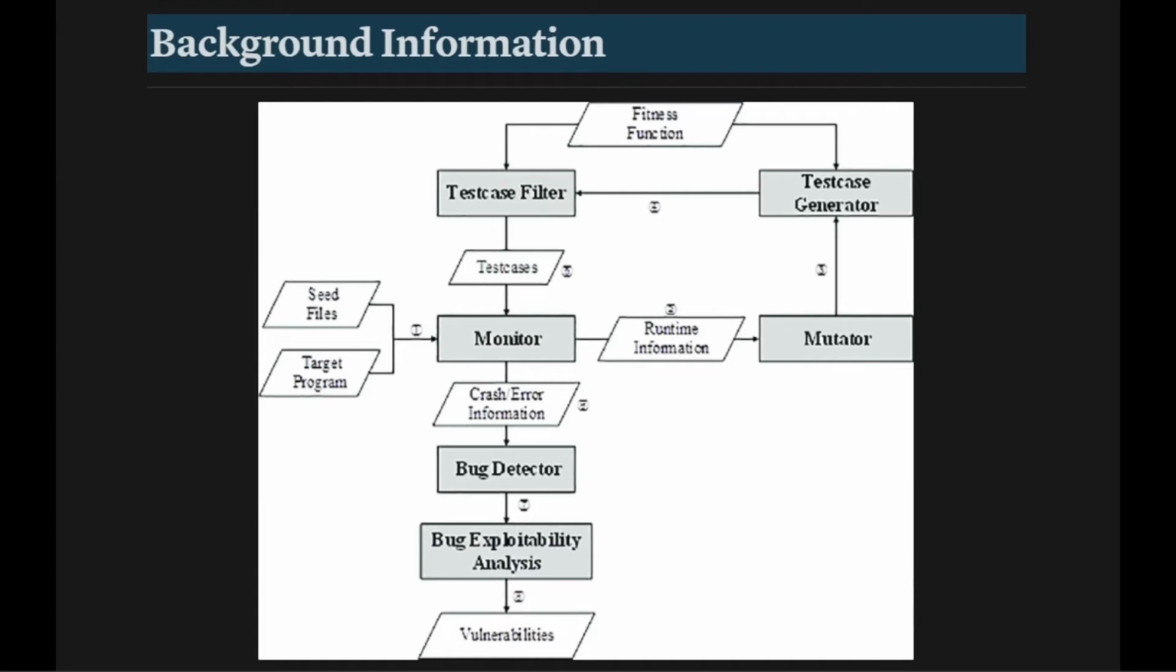A fitness function is usually guided by coverage information. A fitness function usually guided by coverage information filters out test cases that trigger previously unseen edges or rare edges, and these become the set of test cases used for the next iteration of the fuzzing process.